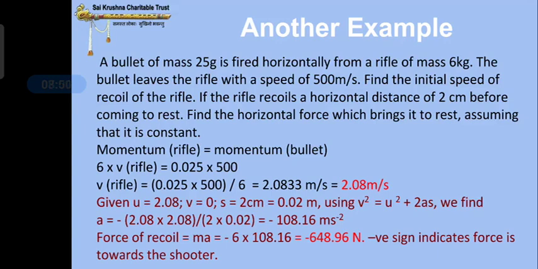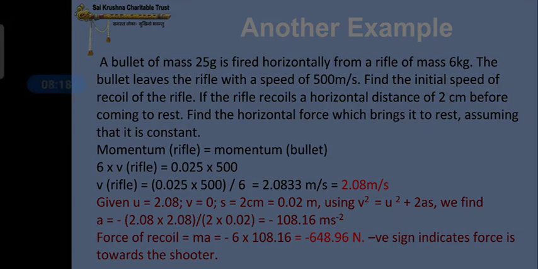Yes or no? You know the mass, and you know the acceleration. So the mass of the rifle is 6 kg into acceleration of 108, so you get the force of recoil. The negative sign indicates that the force is towards the shooter.